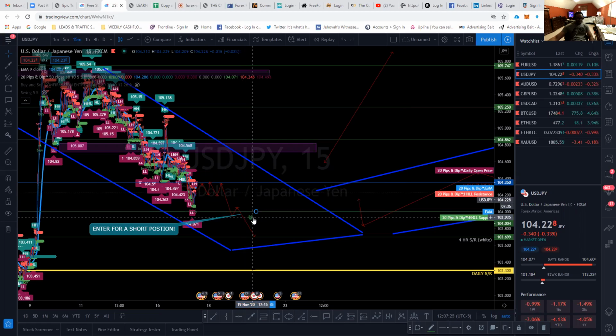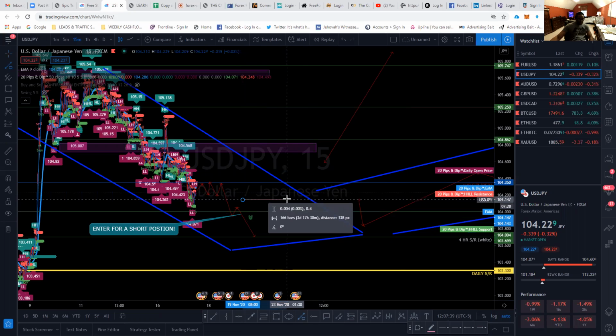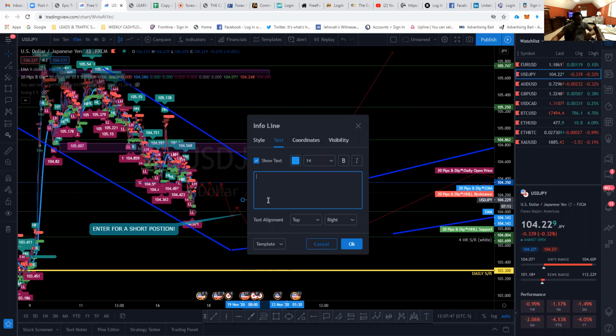So then the next thing I'm going to do is draw up the info line, and I'm going to put a stop loss probably right here. So the info line is going to go right here. And this is the price of this. It's going to be 104,147. So stop loss 104,230. That's going to be a stop loss.